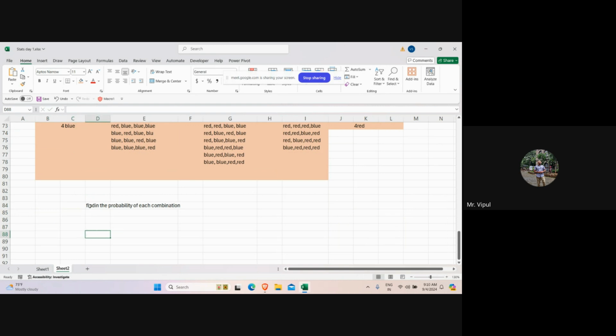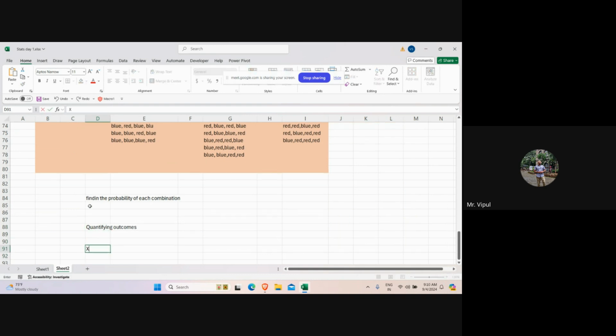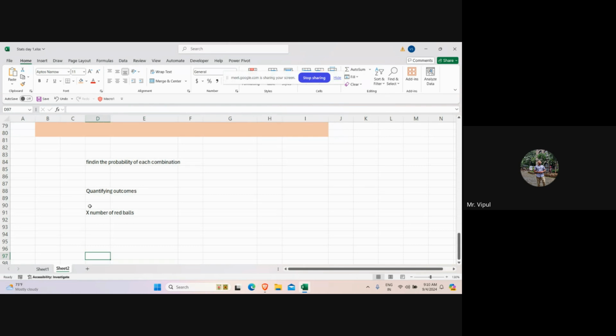So we have quantifying outcomes, where X represents the number of red balls. So red, red, red, blue: this will have X equal to 3, right? And red, red, blue, blue: this will have X equals 2.